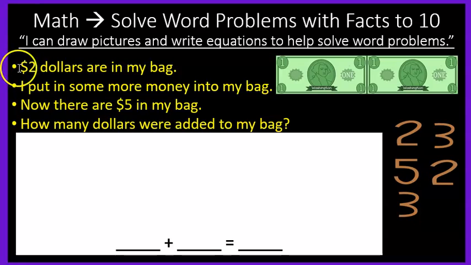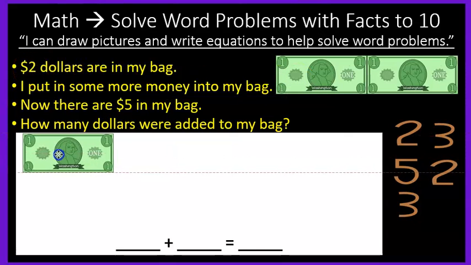You're going to have to read all this print that's in yellow because it's giving you information on how to solve it. Let's start up here. Ready? $2 are in my bag. How many dollars are in your bag? 2. So watch, we can get $2 here.